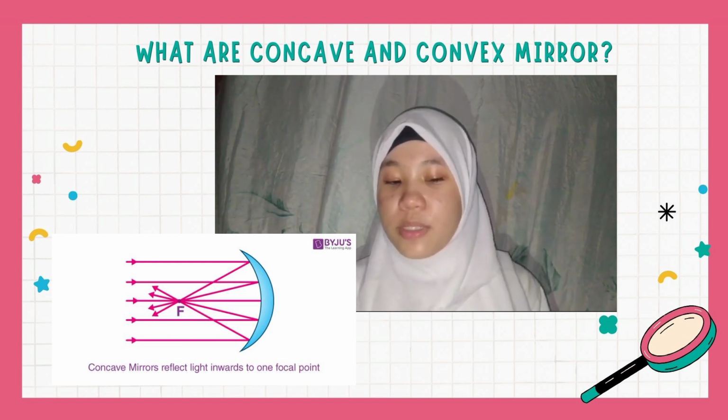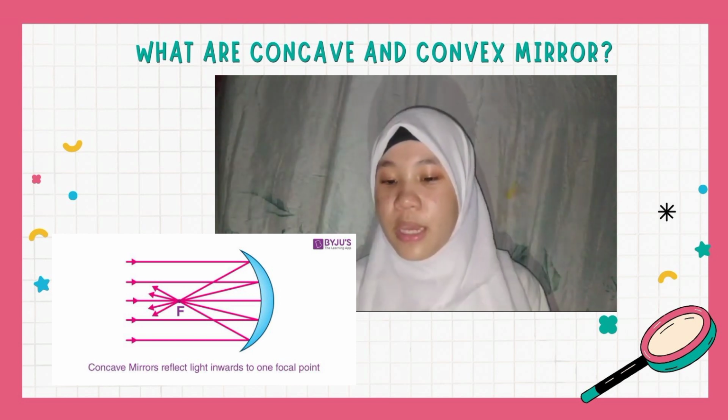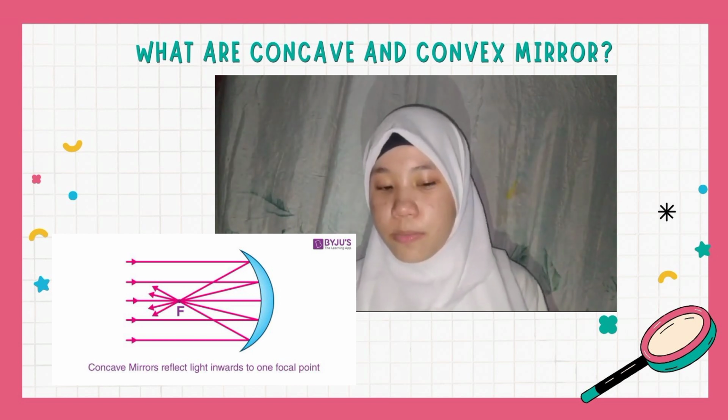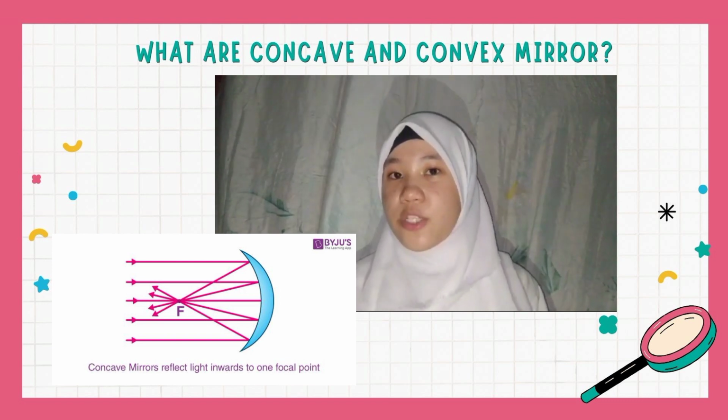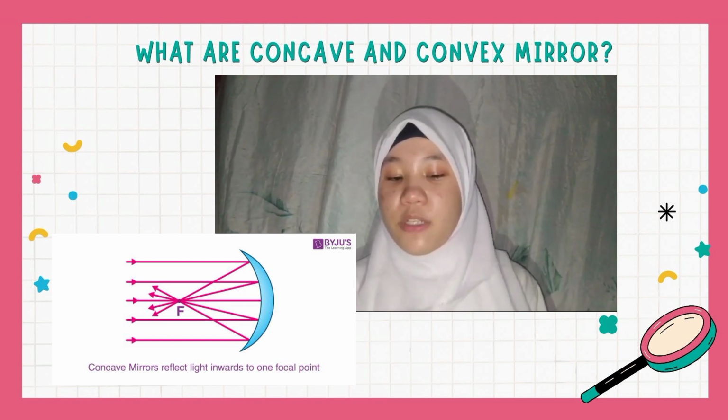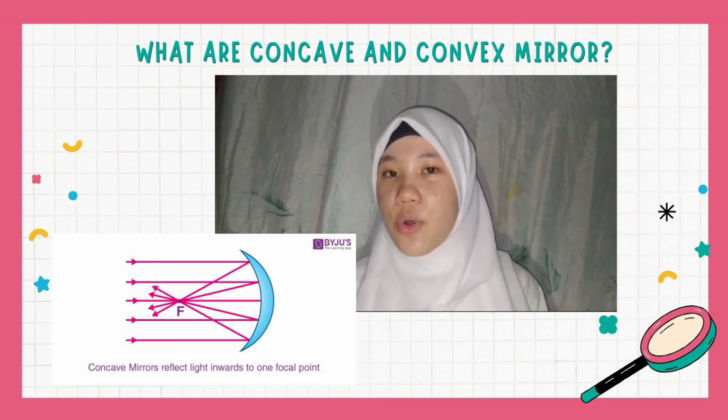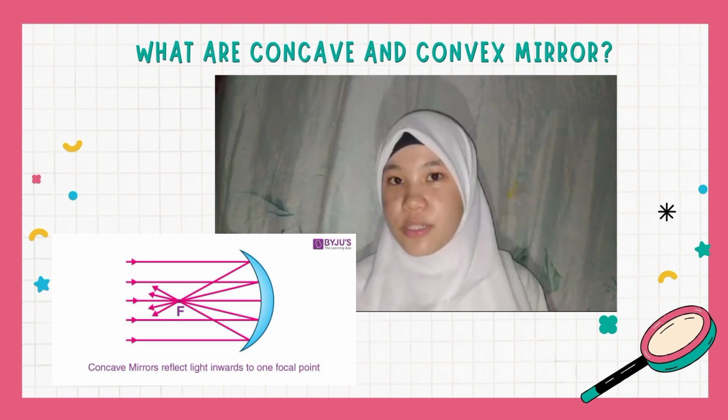Concave mirrors are commonly used as shaving mirrors or dentist mirrors, and even in telescopes. The reflected image is magnified, but the field of view is limited. Concave mirrors are also called converging mirrors.